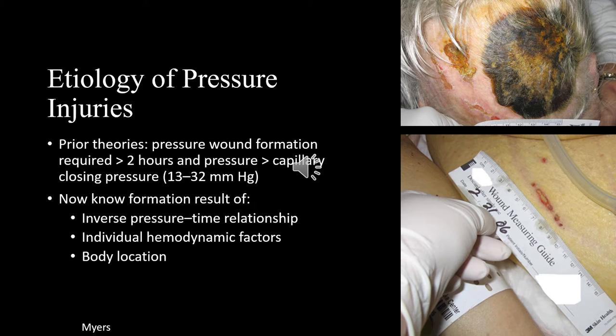Pressure injuries can occur really anywhere on the body. However, they tend to occur most often where there's a bony prominence or where there's very little subcutaneous fat.